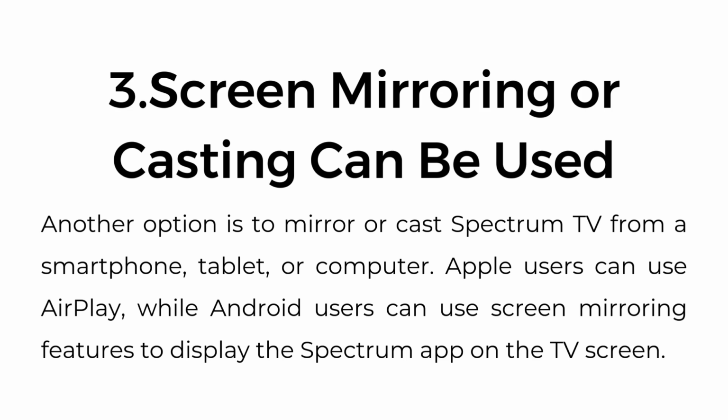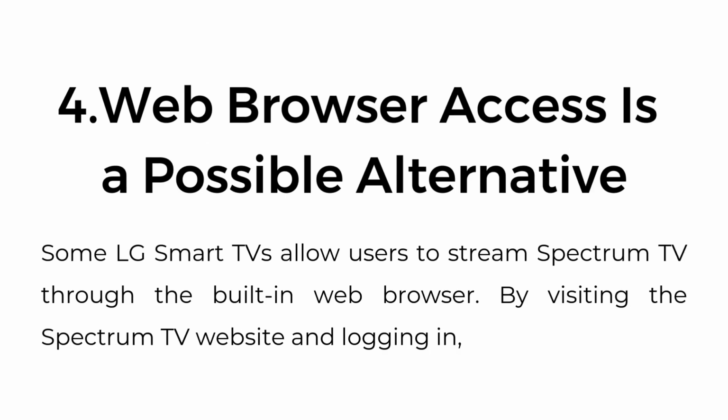3. Screen mirroring or casting can be used. Another option is to mirror or cast Spectrum TV from a smartphone, tablet, or computer. Apple users can use AirPlay, while Android users can use screen mirroring features to display the Spectrum app on the TV screen.